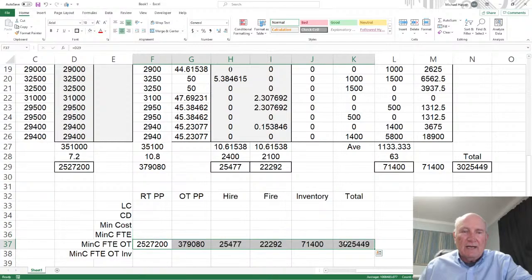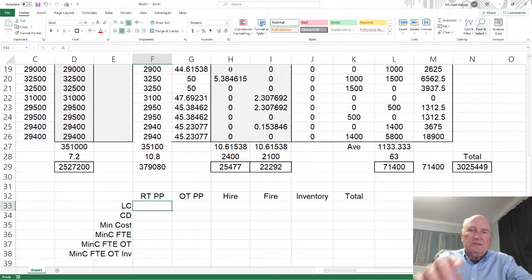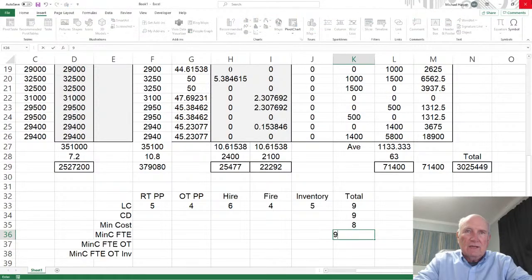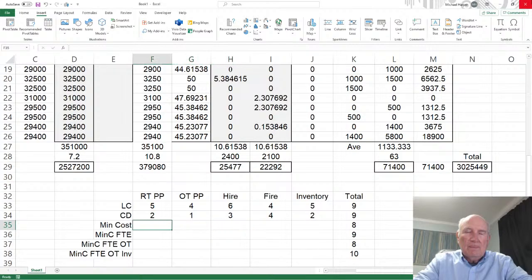And so if we had all these numbers in here, whatever they are, okay, let me take these out. Let me just put bogus numbers in here. 5, 4, 6, 8. 4, 5, 9, 9, 8, 9, 8, 10. Put all these in here. 2, 1, 3, 4, 2, 2, 3. You're putting the real numbers in here. I'm just doing this as an example here.